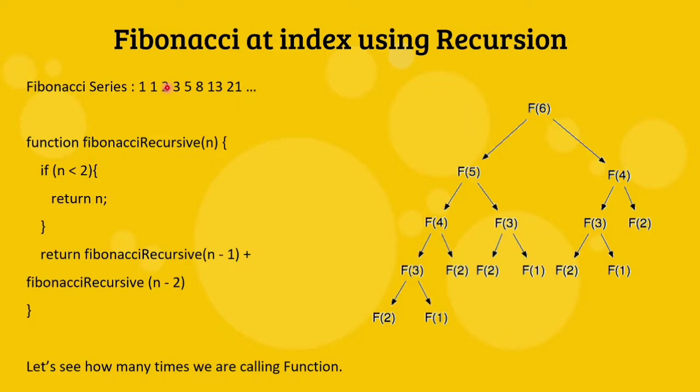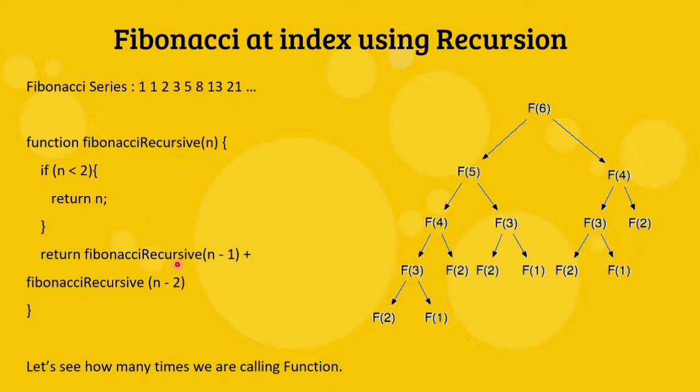So here we are able to see the 2 is the sum of last two numbers. Then we have 3, 1 plus 2, 3. Then 2 plus 3, 5. Then 3 plus 5, 8. And so on. And here our purpose is to get the Fibonacci number at that position.